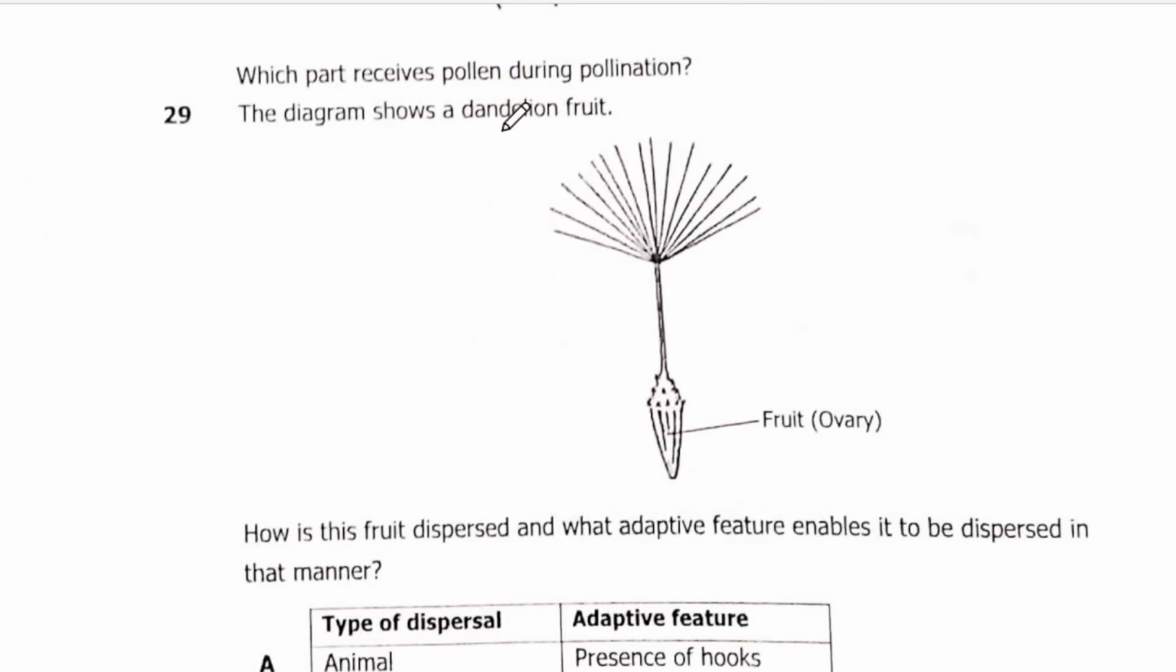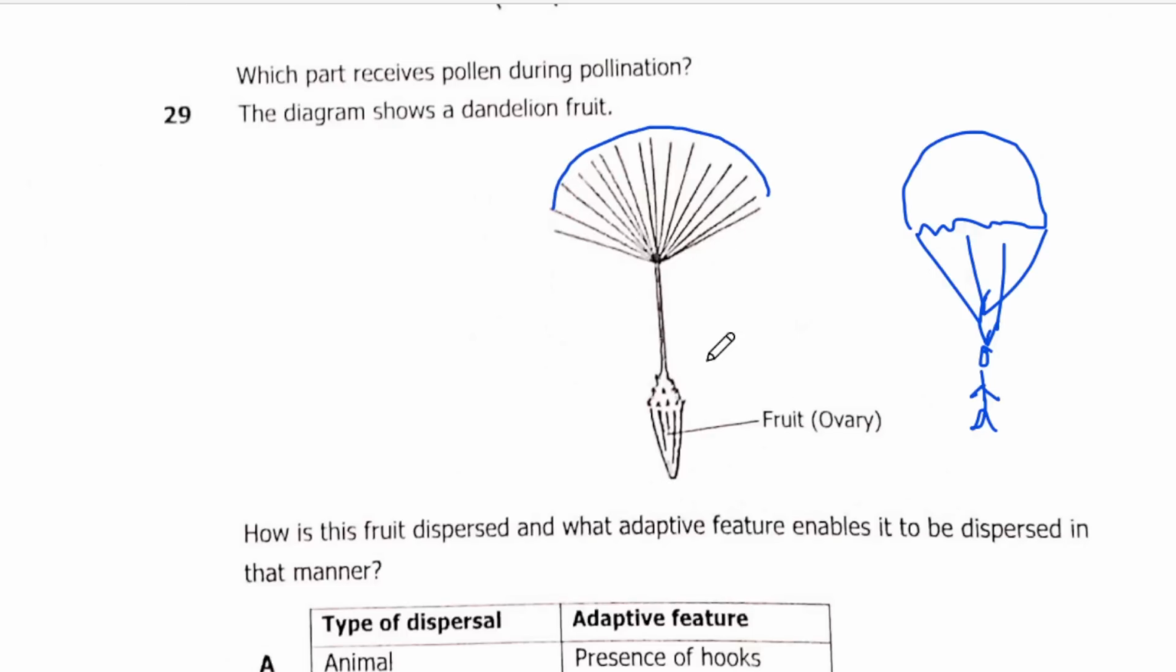29. The diagram shows a dandelion fruit. So this is the dandelion. These are normally the ones which you see, for example, when they're blown by wind, they are normally whitish in color. So this is just one piece of the dandelion. How is this fruit dispersed, and what adaptive features enable it to be dispersed in that manner? Like I mentioned, dandelions will actually be carried by the wind, because they have this structure which is feathery, or actually works more like a parachute. For example, we can have a parachute where someone has jumped from a plane, so the structure almost appears the same, with the strings attached.